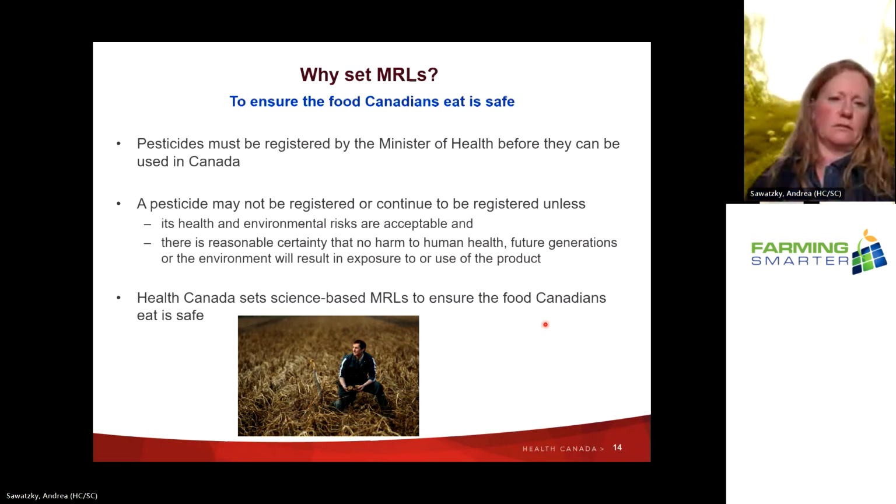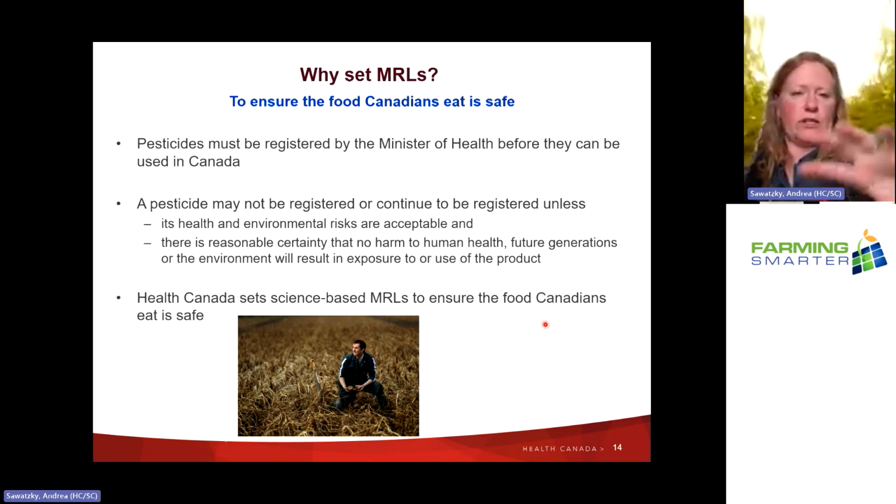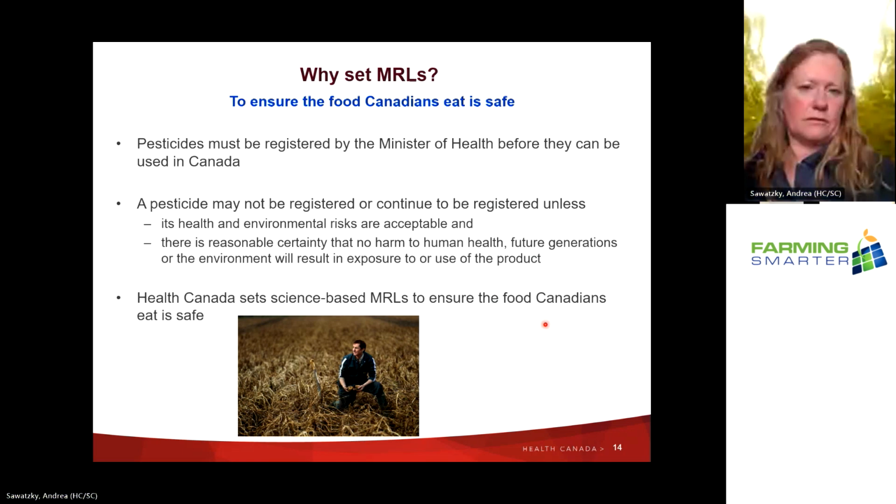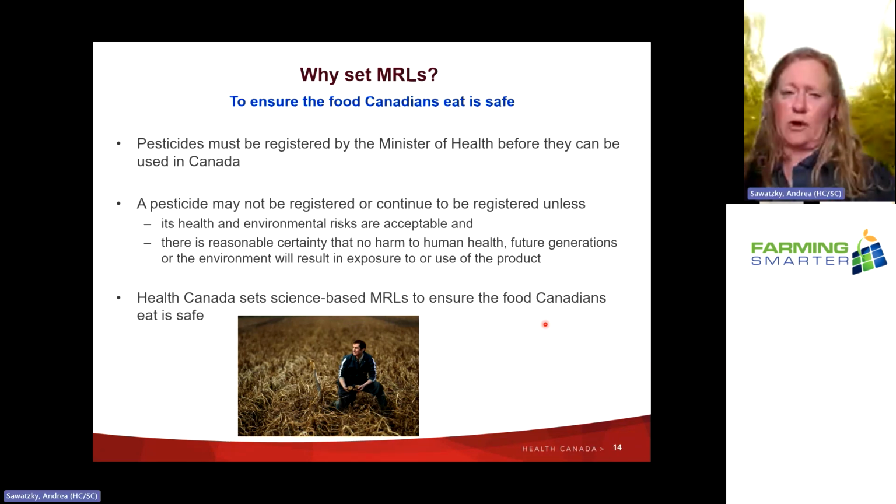It's like a control. And if you look at a pesticide, before a pesticide gets registered in Canada, it has to go through a whole bunch of steps. The registrants, or companies that manufacture these pesticides, have to send all the scientific data to Health Canada. The scientists in Ottawa review all this data. One of the data sets they review are the MRLs that are set for that pesticide and crop combination. So if the health and environmental risks are not acceptable, if there is reasonable certainty that there could be harm to human health in future generations or the environment, if either one of those is a yes, then the pesticide will likely not be registered or continue to be registered in Canada.